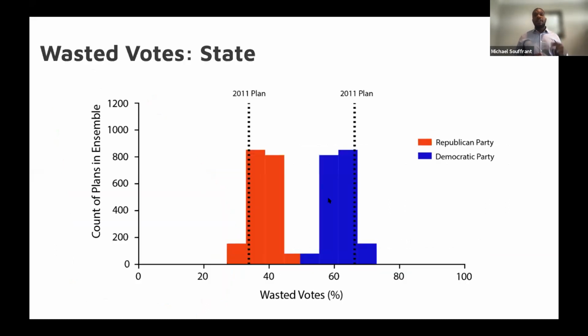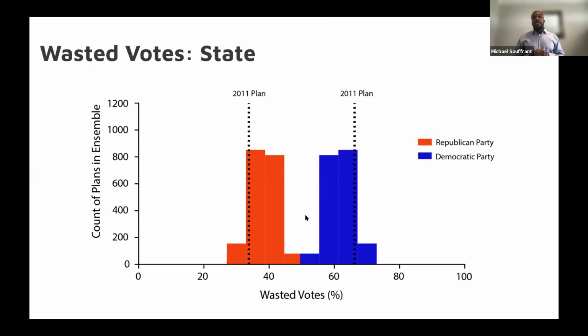Looking at the state, we can first see the total wasted votes percentages of the 2011 enacted plan of Georgia for both the Republican and Democratic parties, which also reflects the control of the Republican Party on the state. The percentage of wasted votes for the Republican Party was close to 40%, whereas the percentage of wasted votes for the Democratic Party was over 60%.